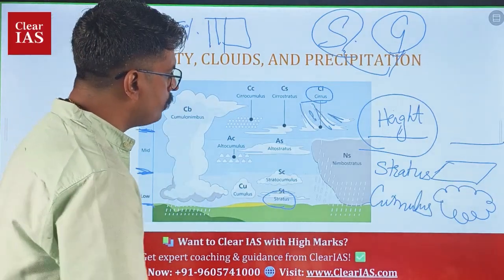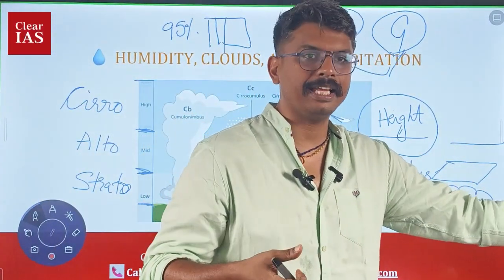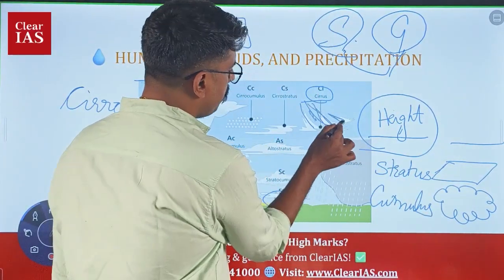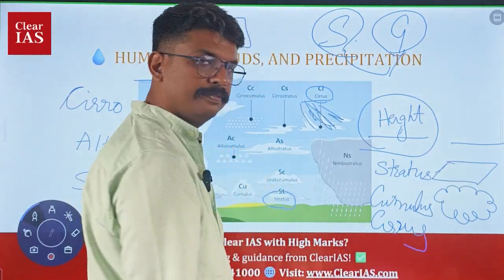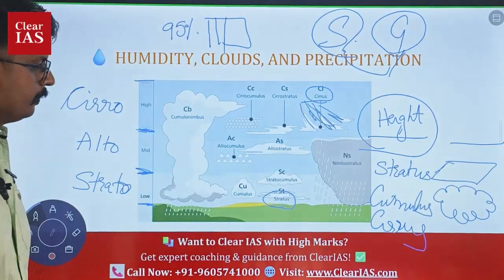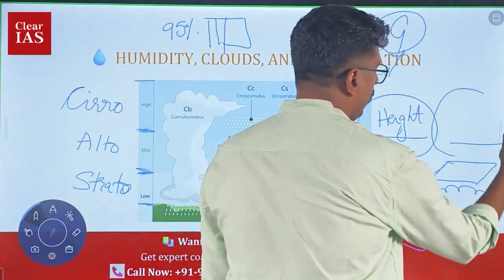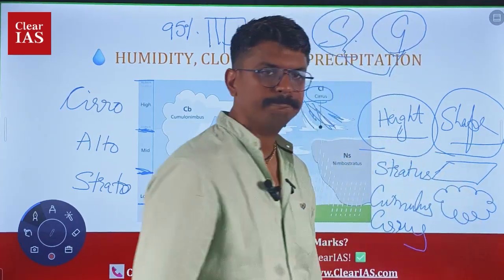So don't get confused. If it's like a wisp of hair, like a girl's hair lying like this, like a strand of hair, such a shape is called cirrus. So the clouds would be named, the first part based on their height and the second part based on their shape.